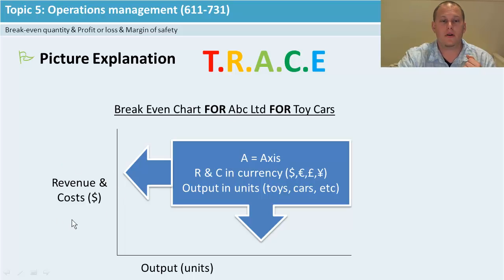Alright, chuck in your axes. So revenues and costs, I've actually missed out the word profit in there just to be 100%, and in whatever currency they give it to you in the case study. And then you have your output in units. So this might be output in cars, or output in toys, or whichever you're making, and so forth down the bottom. Make sure you label it nice and neat because there's marks given to this in the scoring.